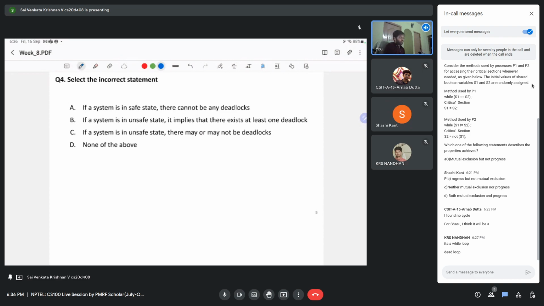So question 4 is as follows. Select the incorrect statement among the following. First statement: if a system is in a safe state, then there cannot be any deadlocks. Second: if a system is in an unsafe state, it implies that there exists at least one deadlock. Third: if a system is in an unsafe state, there may or may not be deadlocks. Or option D, none of the above. Which one of the following is the incorrect statement? Any guesses?